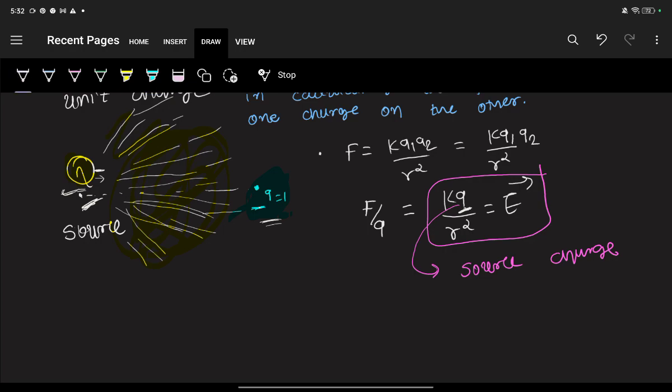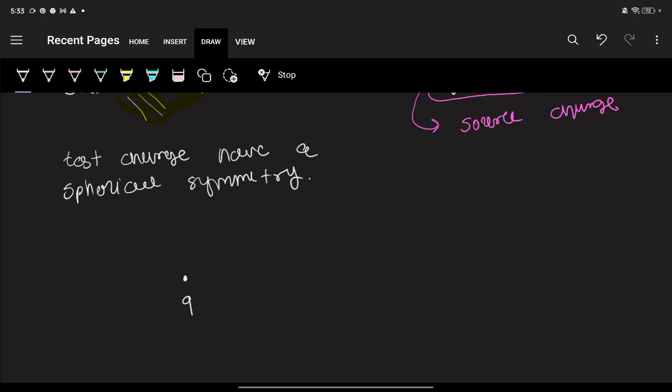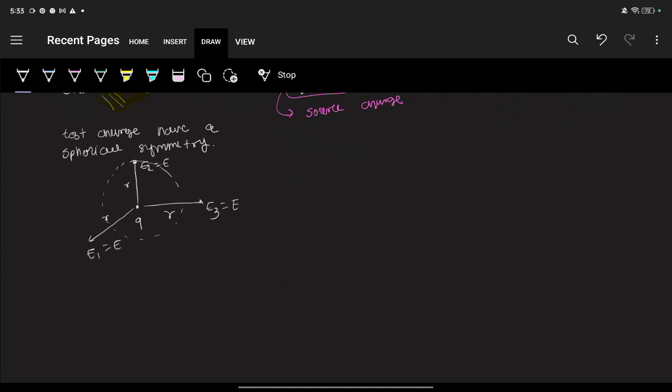Okay, and one thing, the test charge has a spherical symmetry. That means at the same distance from this charge, the electric field will be the same. Let's say E1, E2, E3, all will be the same from the same distance. That's why it has a spherical symmetry. Understood?